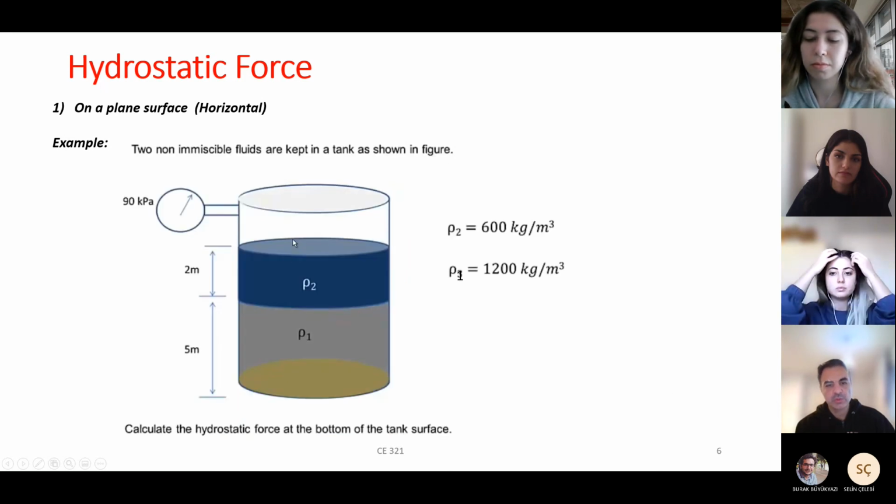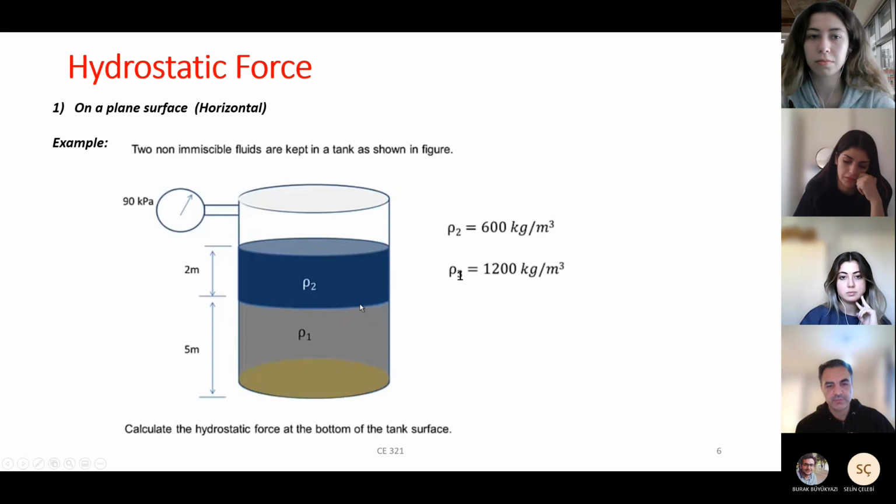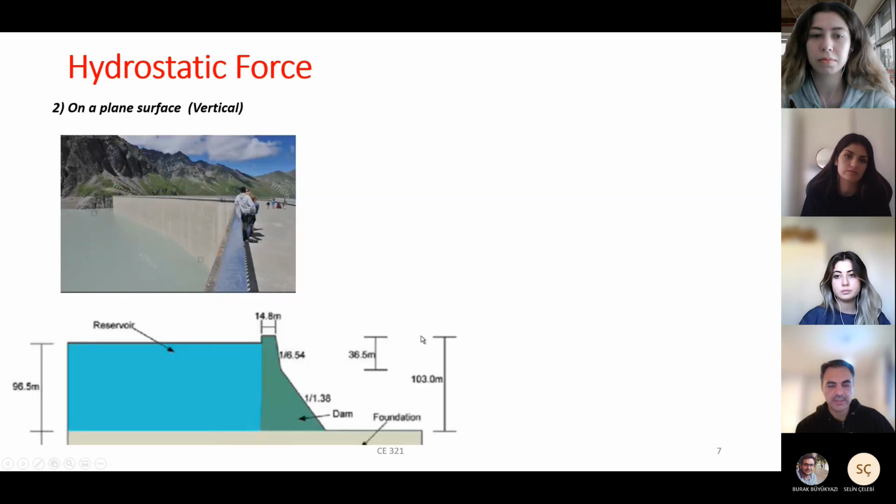In this example also, we find pressure force as a resultant force as the summation of three different forces, one from air pressure, the other from two different liquids, and we add them together to find the resultant force.